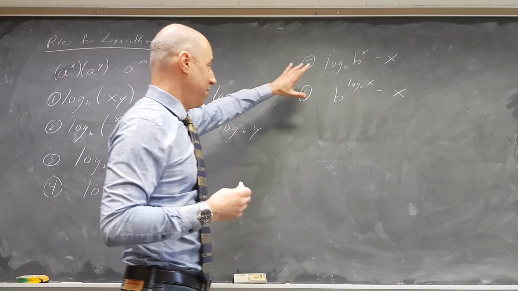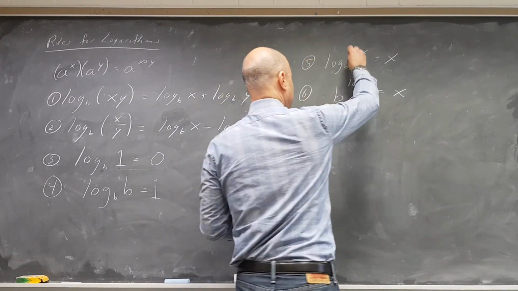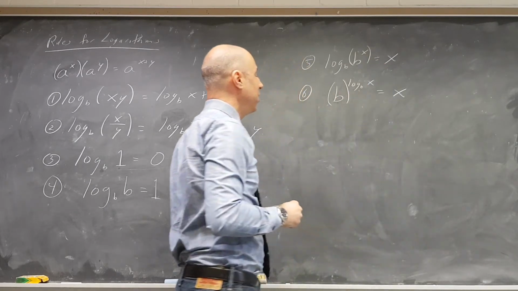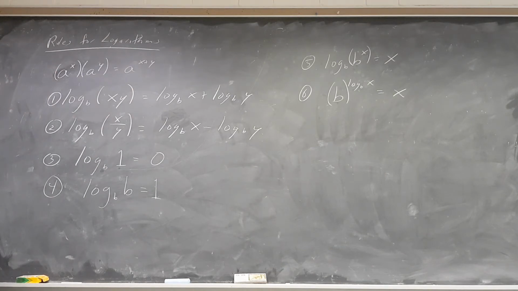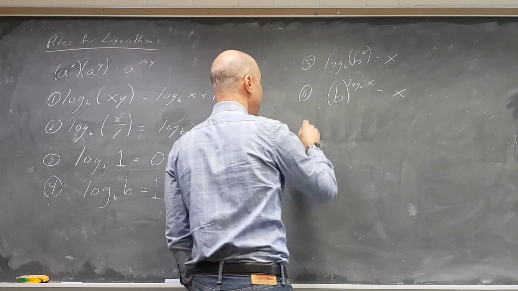But these two together tell us that exponentiation and logarithm are reverse procedures of one another. They put into algebra what we already know in our minds. I want to show you another rule. It's called the change of basis rule.